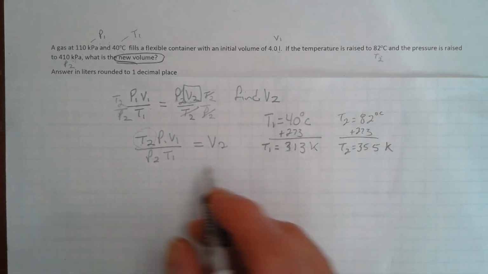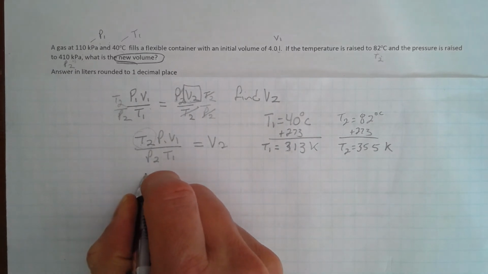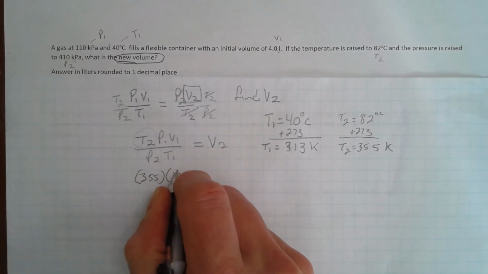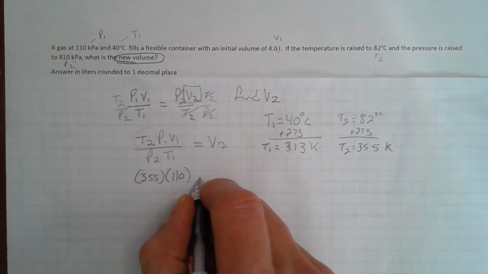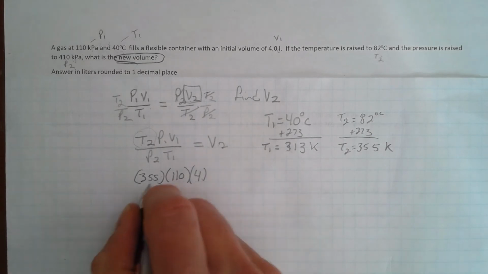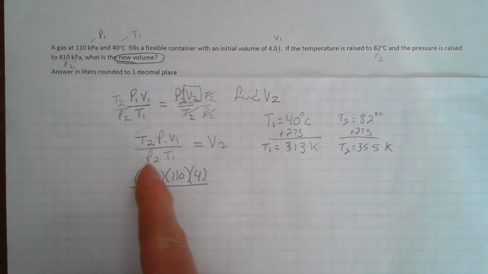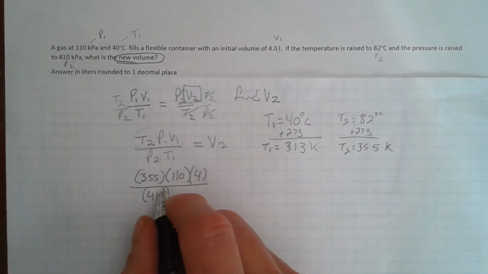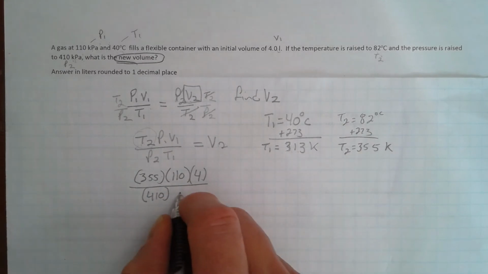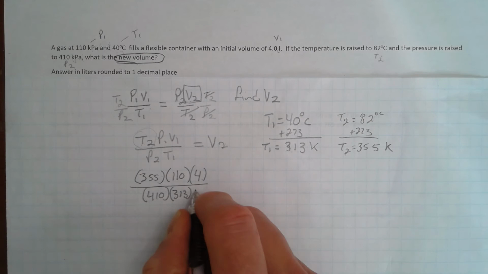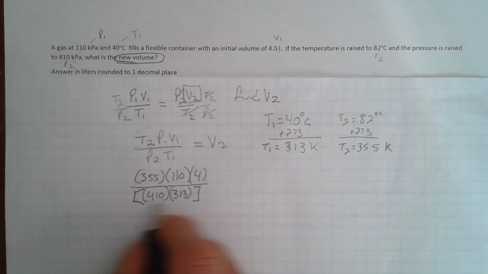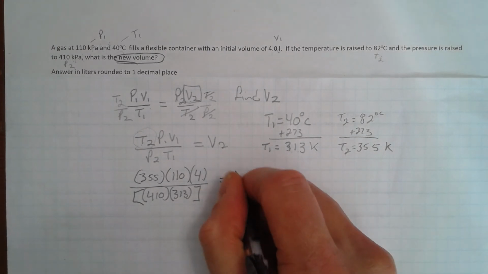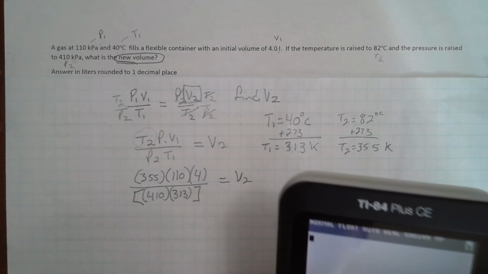All right, now that I've converted those, I can plug those in. So T2 is 355 Kelvin. Pressure 1 is 110 kilopascals. Volume 1 is 4 liters. Divide that by pressure 2, 410 kilopascals, times temperature 1, 313 Kelvin. Now I'm going to put brackets on that in the bottom to make sure I do that right. And if I plug these in my calculator correctly, I'll get that to come out right.